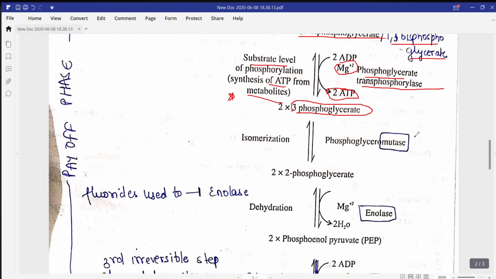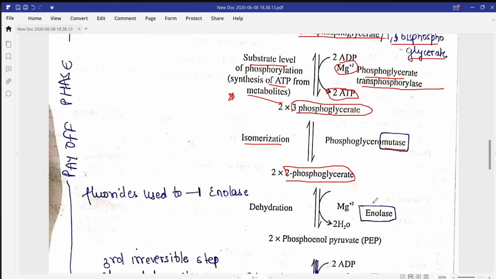Now, this 3-phosphoglycerate is converted into 2-phosphoglycerate. As you can see, this is also working as an isomerase. This enzyme is a mutase. Now, what is the difference between mutase and isomerase? Mutase is a part of isomerase that can basically work as an isomerization also.